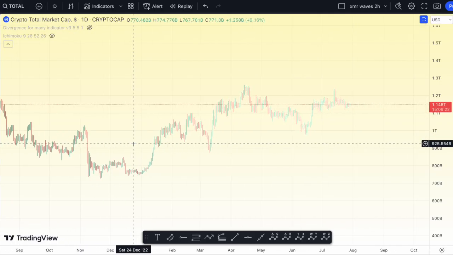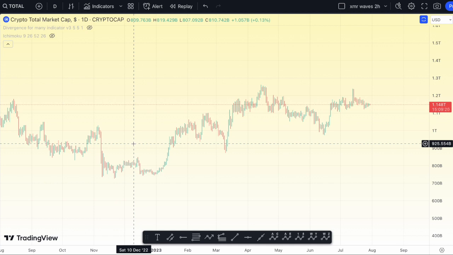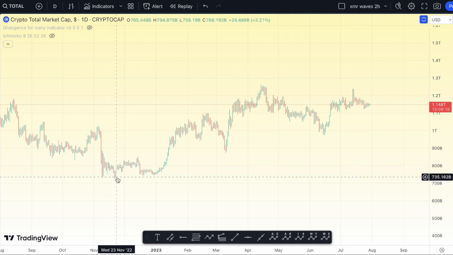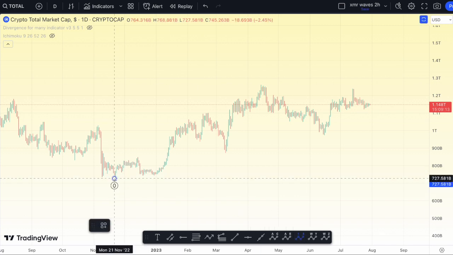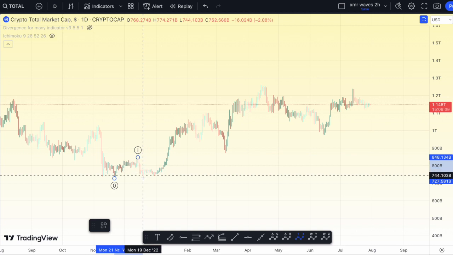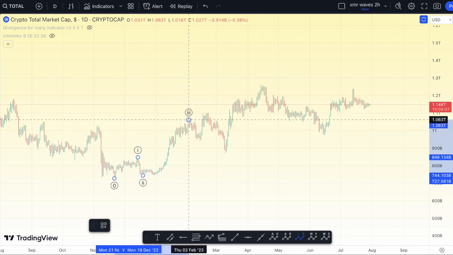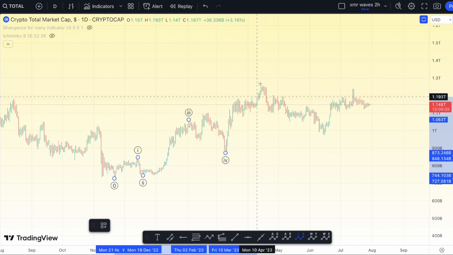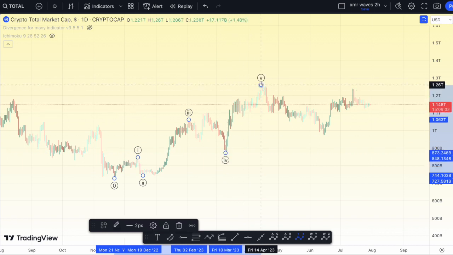So, as I said, we are counting an impulse move from the bottom. As you can see, it's very clear. We got 1, 2 right here, 3 here. This is our 4, and this was our 5.